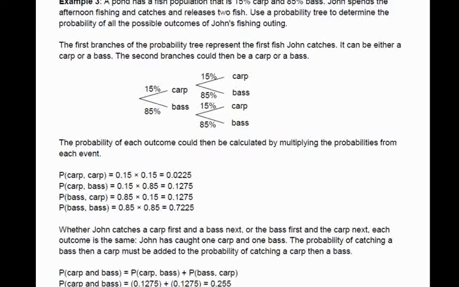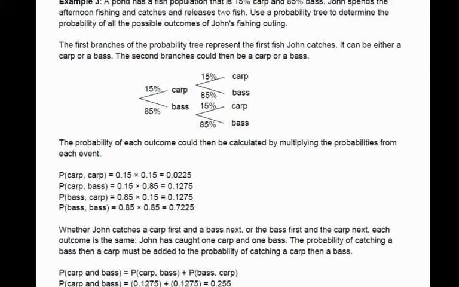So here we're looking for the probability of catching different types of fish in a fish pond that has 15% carp and 85% bass. So carp and bass are 2 different types of fish. Typically when you're fishing, you catch a fish and then you release it back into the water. So this person's going to go fishing, and if he catches 2 fish and releases them back each time, what's the probability that he would catch 2 carp, 2 bass, or a carp and a bass?